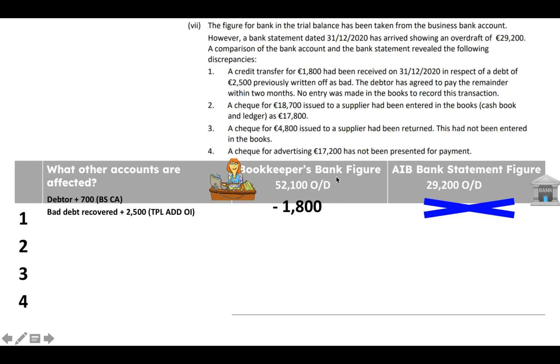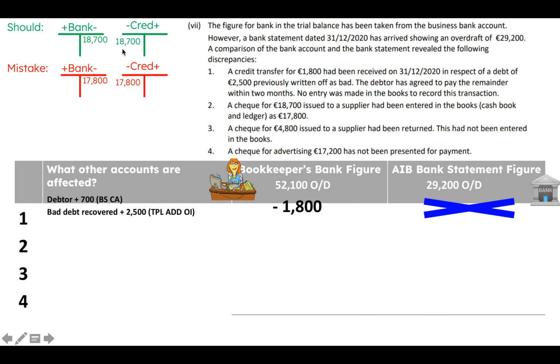So that is a mistake that the bookkeeper has made. Okay, so what the bookkeeper should have done is minus the bank account 18,700 and then minus the creditor, because they sent a creditor a cheque. What happened by mistake is that they recorded it as 17,800. Okay, and then how do we fix that then?